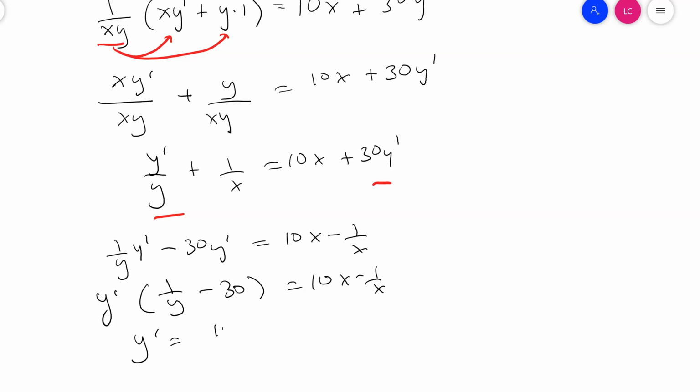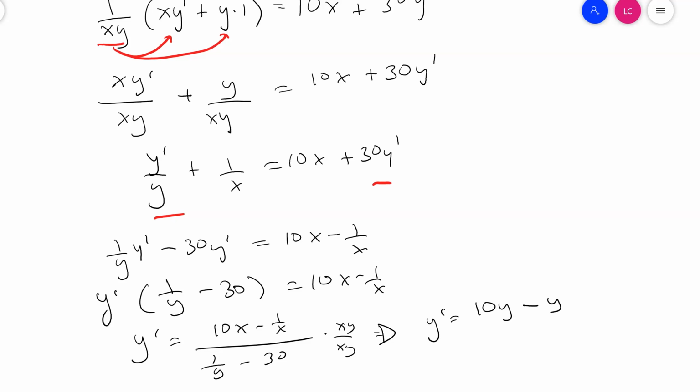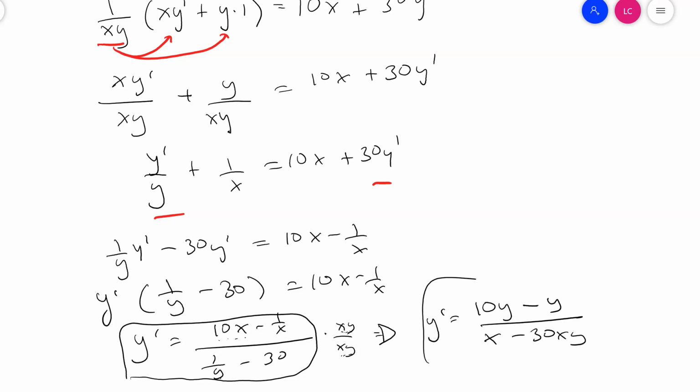So then y prime is equal to 10x minus 1 over x, 1 over y minus 30. So that was number 14. And again, if you wanted to multiply by xy to get rid of the fractions within the fractions, this means y prime is equal to 10y minus y in the numerator, right? Multiplying this, and multiplying this, and multiplying xy here gives me x, and then minus 30xy. Again, this is a fine answer, or this, doesn't matter to me. All right, so that was 14.